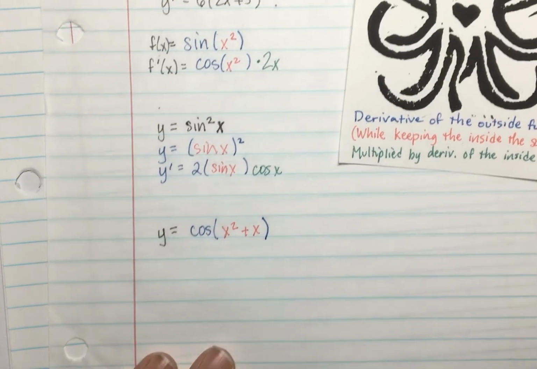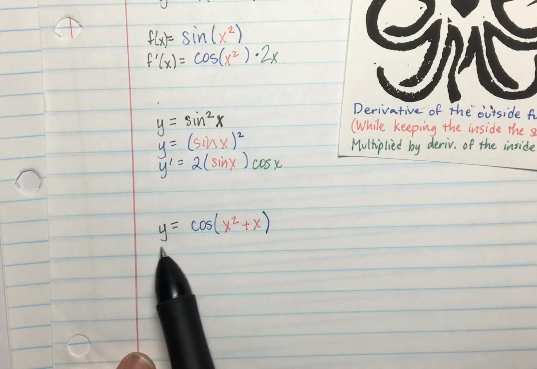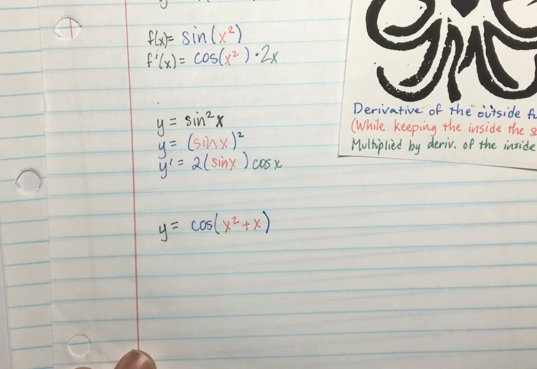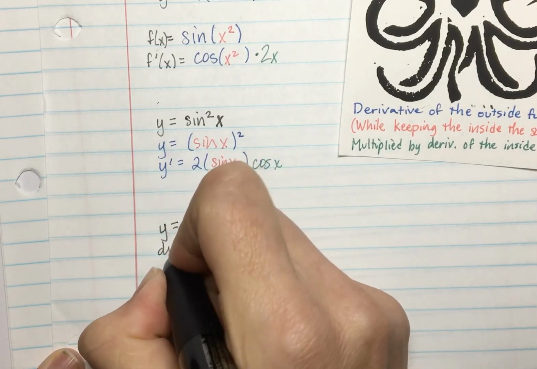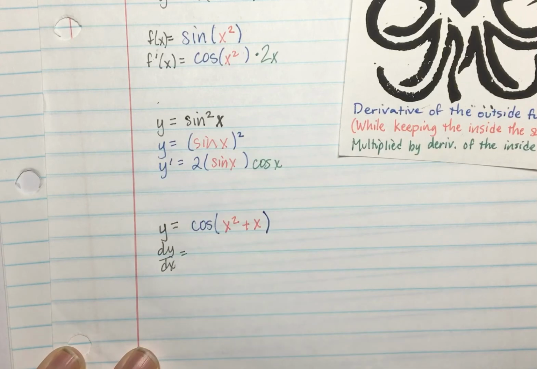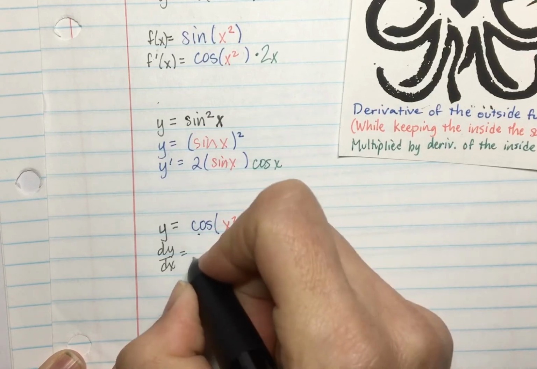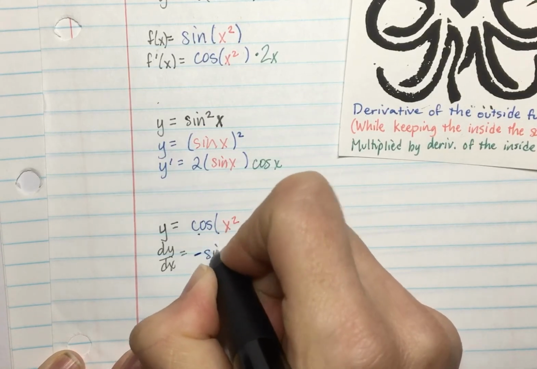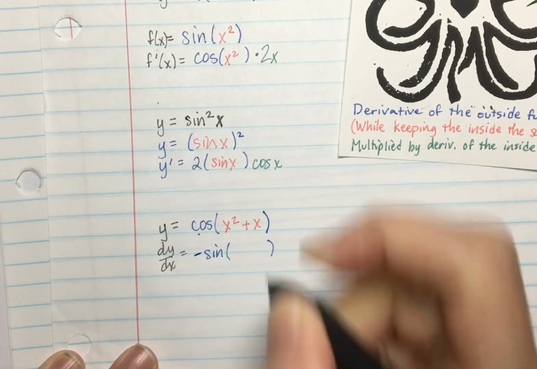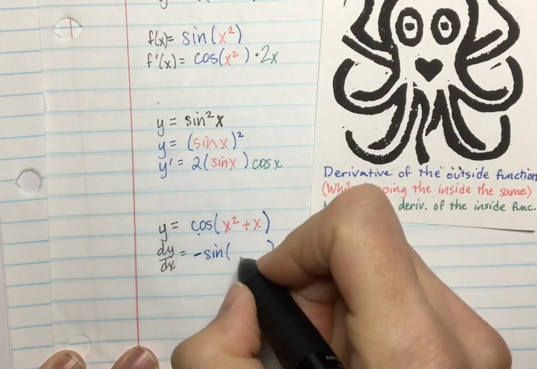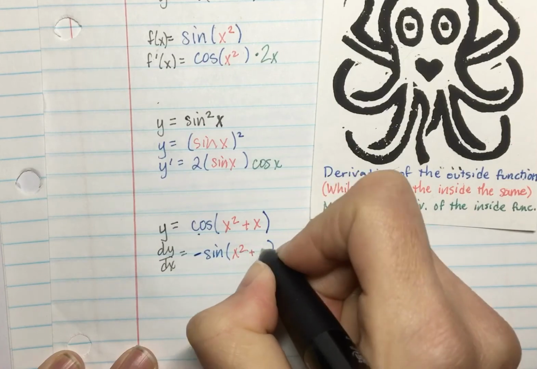Let's return to that example we saw at the very beginning with that graph. We have cosine of x squared plus x. So just to give variety, let's do dy dx here. Not that it matters that much. And then derivative of the outside, the derivative of cosine is negative sine. And then we keep our inside the same. Our friendly Kraken is reminding us.